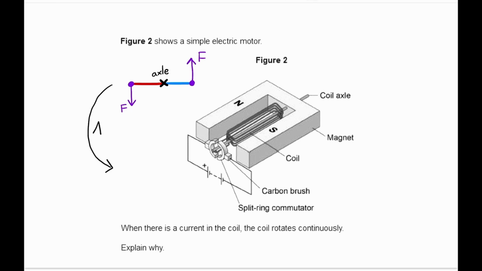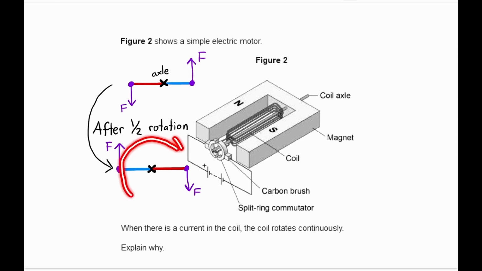After half a rotation, the sides of this coil will have swapped, producing something like this. However, if the direction of current around each side of the coil hasn't changed, the direction of force won't have changed either. On the blue side, force will still be acting upward, and on the red side, force will still be acting downward. The turning effect of these forces is going to be in a clockwise direction.